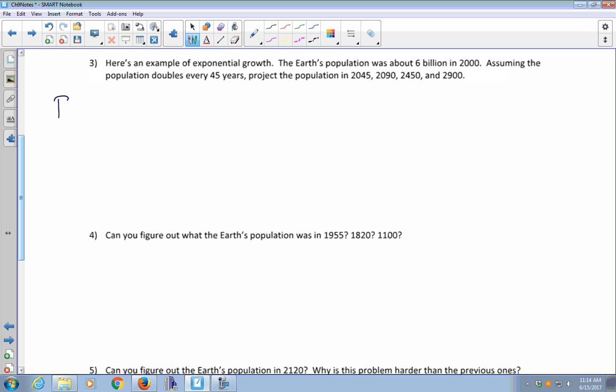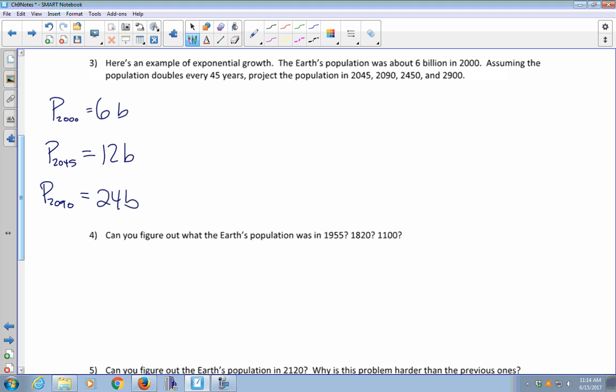So my population in 2000 is 6 billion. Population in 2045, 45 years later, it should double to 12 billion. And the population in 2090, it should double again because 45 to 90 is another 45 years, so now it's 24 billion.